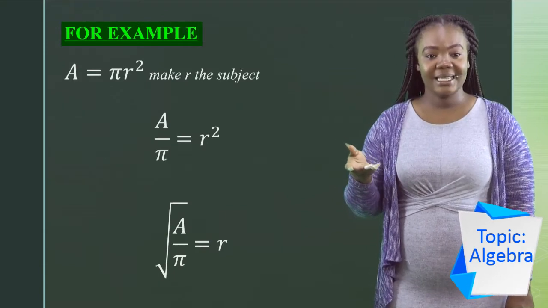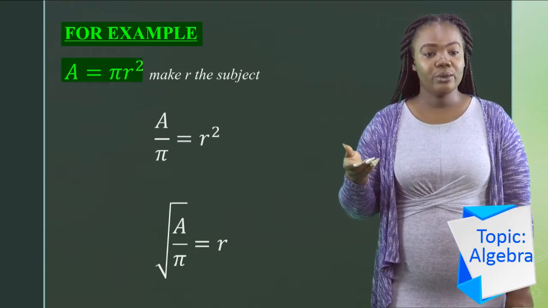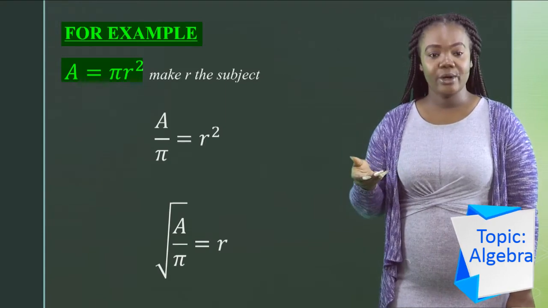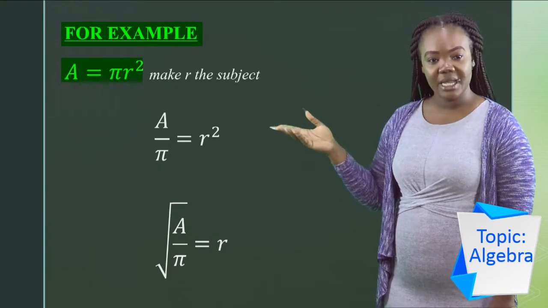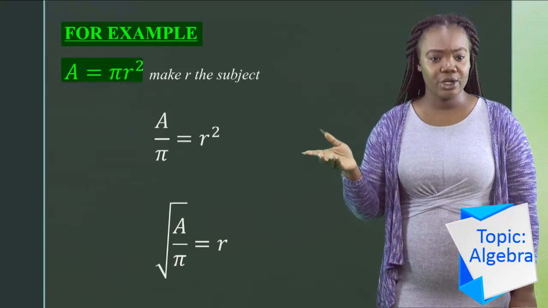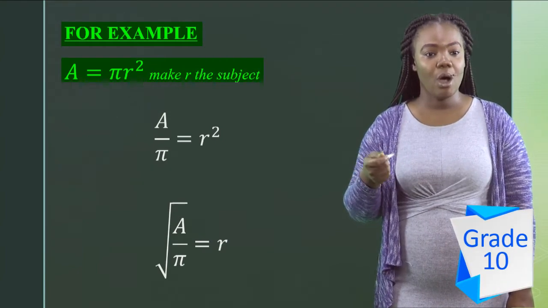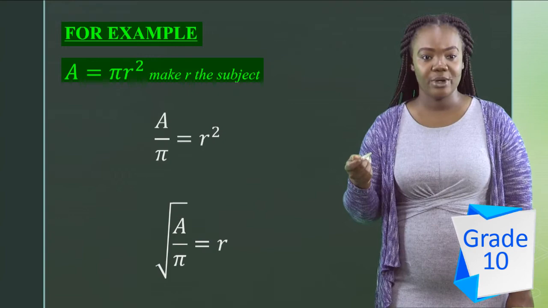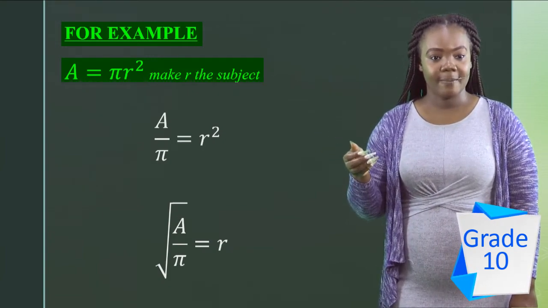The equation says that a is equal to pi r squared. Now we do not have a division, neither do we have an addition or a subtraction. But we can clearly see here that there is multiplication happening. So that is the first function we need to perform. And as I said, when we are transposing, we always perform the inverse operation. So we divide both sides by pi.